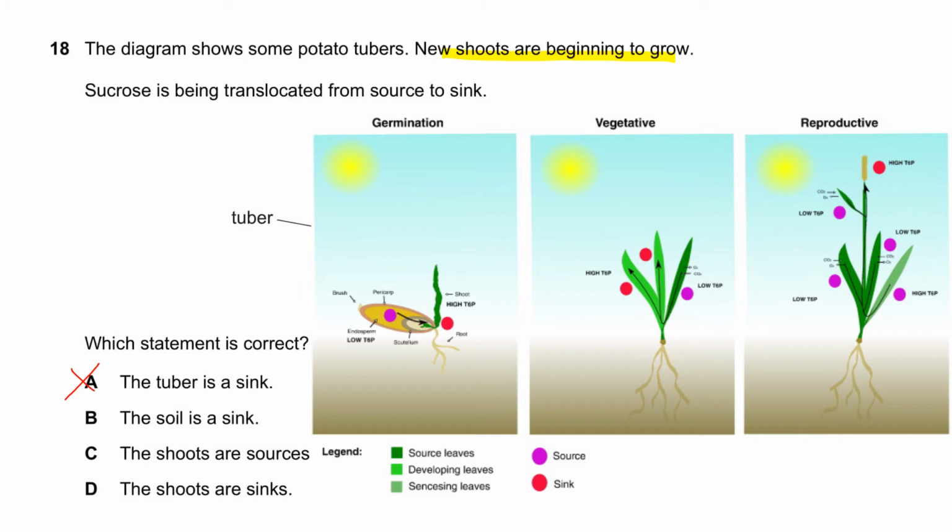to be the source. Option B says the soil is a sink. Now, sinks and sources are terms that refer to plant parts, not any external parts, so this is wrong. Option C says the shoots are sources. They're not sources because in the question it says that they're just beginning to grow, so they need nutrients to grow, therefore they're the sink. Option D says the shoots are sinks. This is true because they need the nutrients, as I said, so they're receiving it, meaning they're the sink.